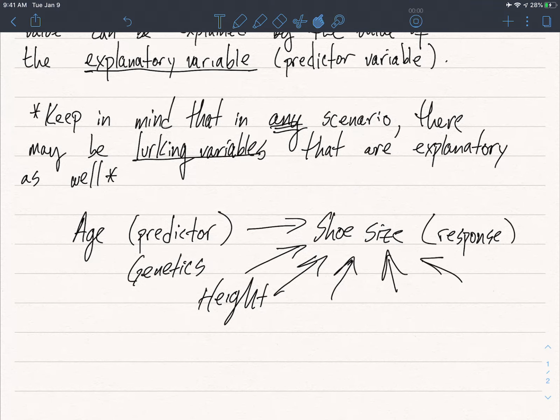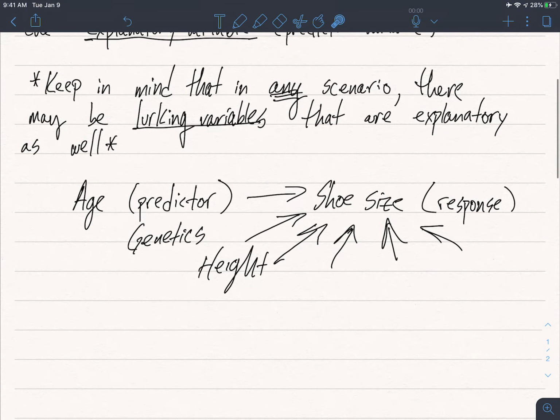It's not just the age. There could be other things that factor into shoe size. However, I do think there's a relationship. Older people, not children, would have bigger shoe size. Children would have smaller shoe sizes. So knowing how old someone is does give you an idea somewhat of their shoe size, but there are other factors as well that may be lurking.